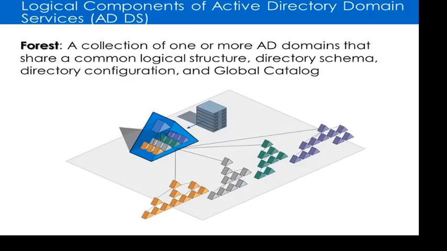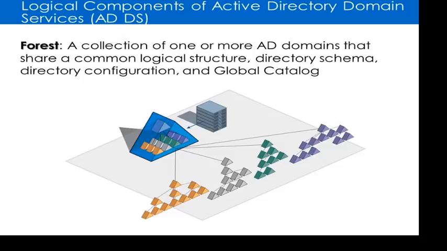So first, I'd like to talk to you about the logical components of Active Directory Domain Services. And the first one I have listed here is something called a forest. Okay? And a forest is a collection of one or more Active Directory domains. Now, that may or may not be clear to you because you may not know what a domain is yet, but we'll talk about that in a minute. But you'll have many of these different domains that share a common logical structure, something called the directory schema, which we'll also talk about, directory configuration, and global catalog.